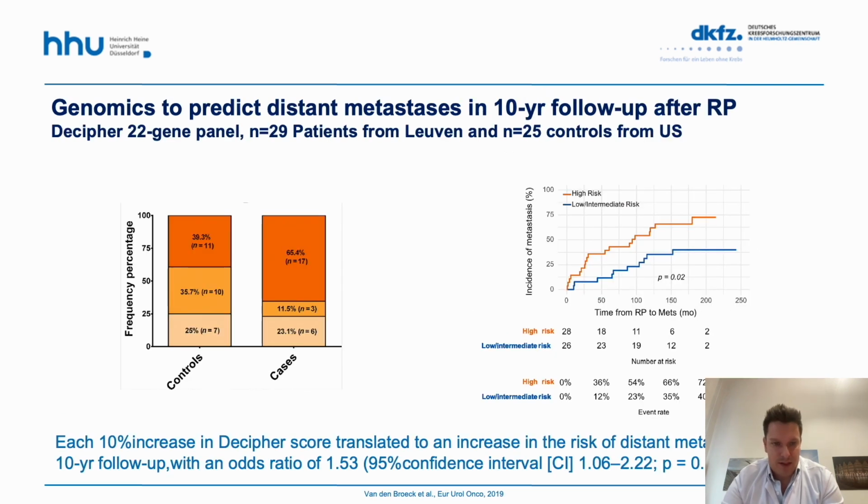Do we have some value of genomics to predict distant metastasis in a 10-year follow-up after radical prostatectomy? Here, data from the Decipher used, and as you can see here, a 10% increase in Decipher score translates into an odds ratio of 1.5, which was statistically significant towards prediction of biochemical recurrence.